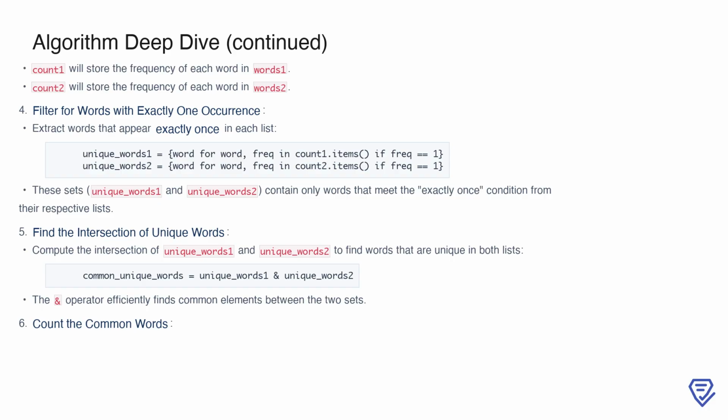Once we have these sets, we compute their intersection to identify the words that are unique to both words1 and words2. Using the AND operator, we can directly find the common elements between unique_words1 and unique_words2. This approach ensures that we only consider words that meet the condition of appearing exactly once in both lists.